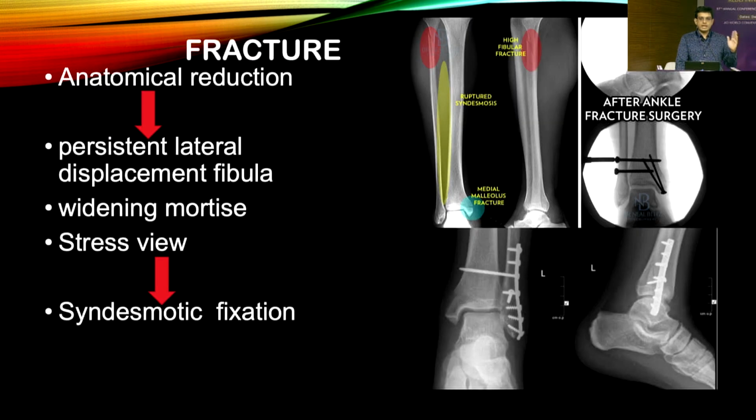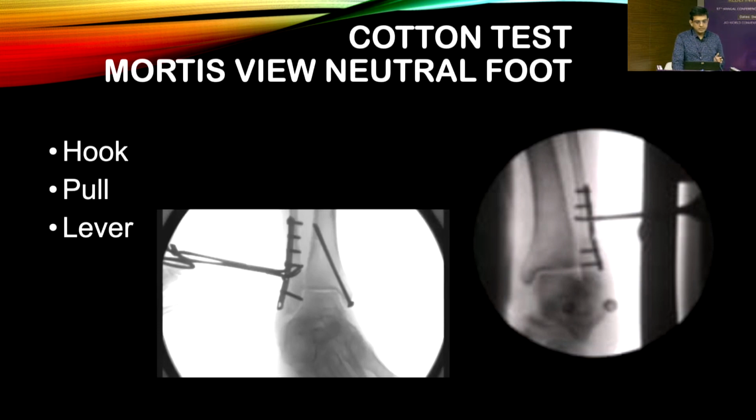So in a fracture scenario, your fracture has to be fixed anatomically. There is no doubt about that. You have to restore the fibular length. If you have a posterior malleolus fracture, you have to fix it. Then you have to check with a stress X-ray or stress fluoroscopy, and if you have doubt, you have to go for fixation.